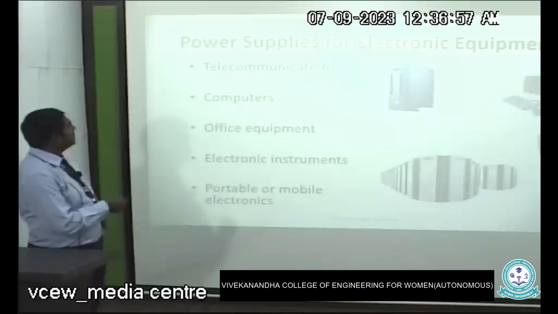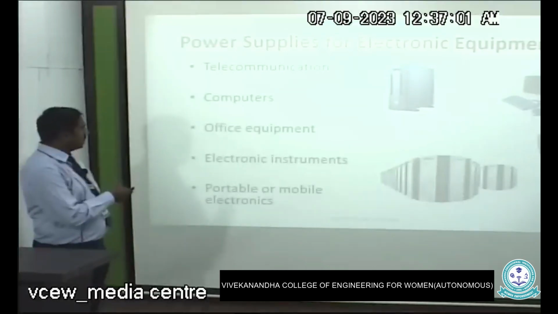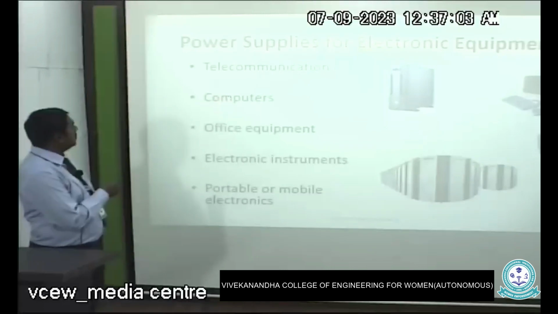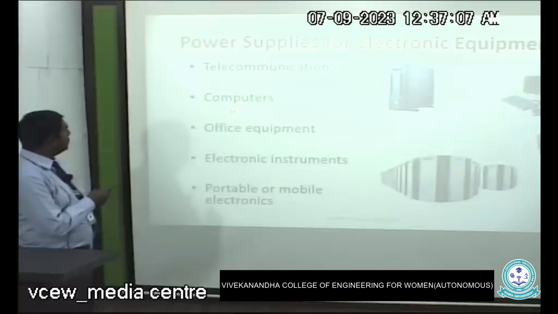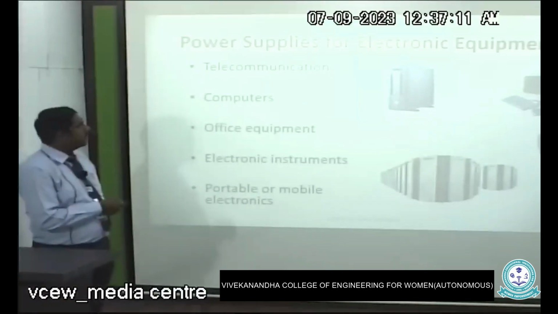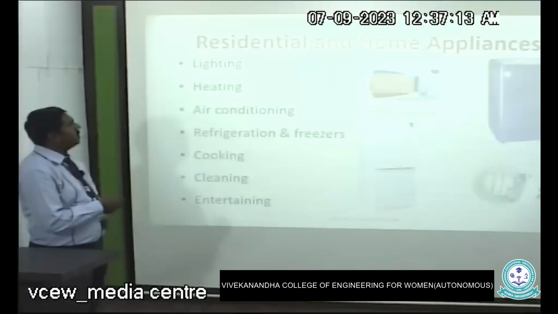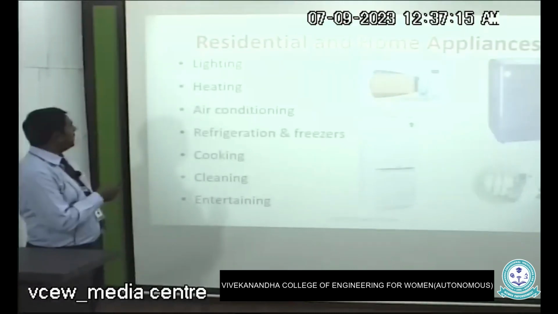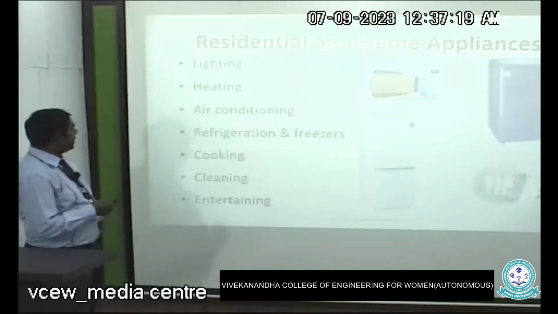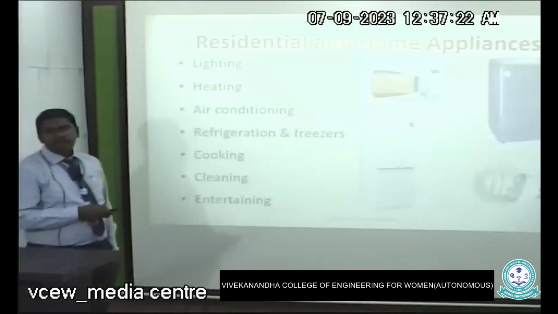Next is power supply for electronic components. We also use it in electronic equipment such as telecommunications, computers and office equipment. Then residential and home appliances: lighting, heating, air conditioning, cooking and cleaning. We use it in all kinds of home appliances.